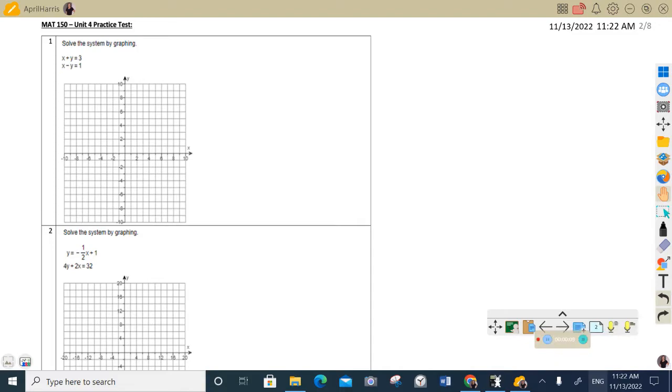Number 1 says solve the system by graphing. Most of you probably would solve for y and do y equals mx plus b, but both of these equations are set up in standard form. So I'm going to use the intercept method to do this. The x-intercept is the value of x when y is 0. So you're going to let y be 0.